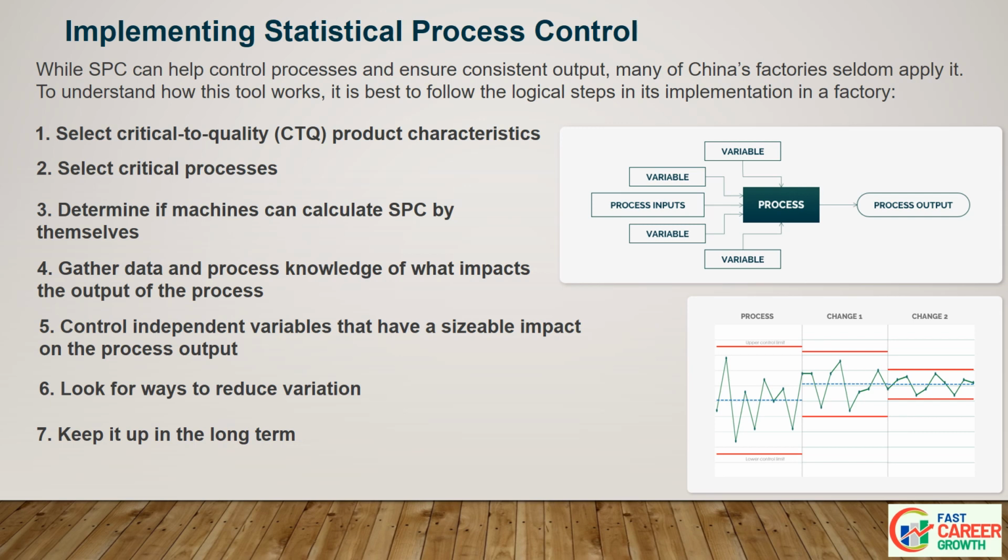Keep it up in the long term. Let's say you manage to reduce variation. Set a new target and keep controlling the key variables. If your process characteristics drift in one way or another, your statistical process control system will alert you. Otherwise, don't tamper with the process. Constant little adjustments will mechanically make the process unstable in statistical terms.